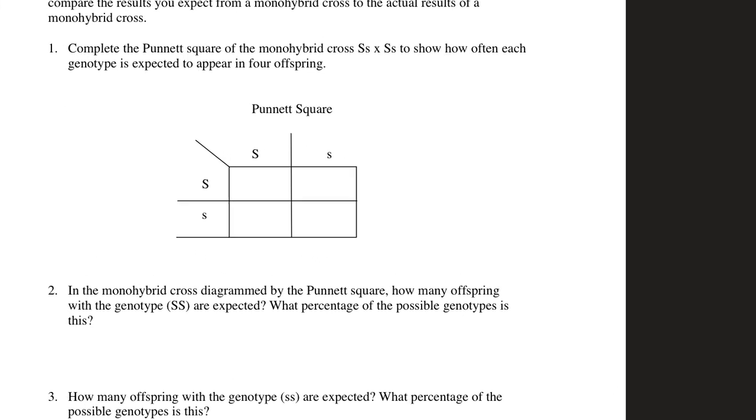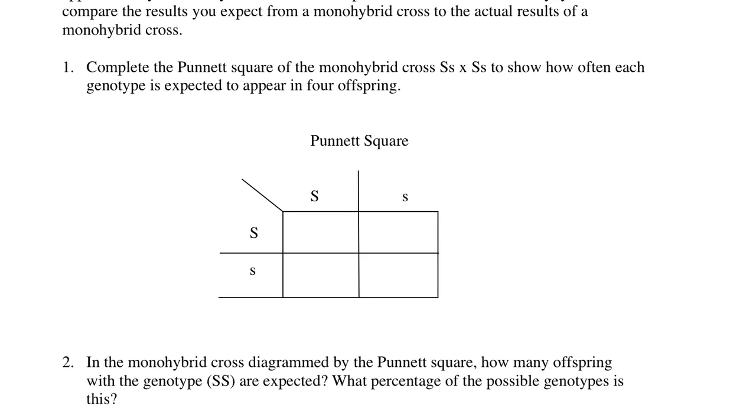It says here, complete the Punnett square of the monohybrid cross. What do we mean by monohybrid? Hold on a second. I want to switch to a different color. I'll use blue. So when they say mono, they mean one gene. There's only one gene here. And hybrid just means there's two copies.